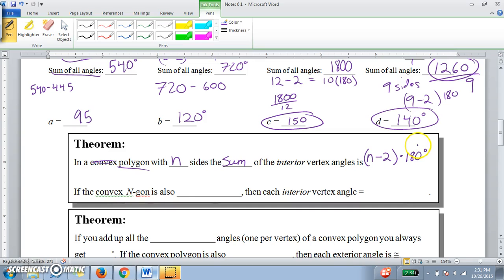If the convex polygon, or n-gon, this just means n sides. So if it's also regular, meaning all sides and all angles are the same, then each interior vertex angle, so if you're only trying to find one angle, is going to be whatever this total is, so n minus 2 times 180, divided by however many angles there are, so n. So if you're only trying to find one angle, you find the total first by doing n minus 2 times 180, and then you just divide it by however many sides there are, because that's also how many angles there are.